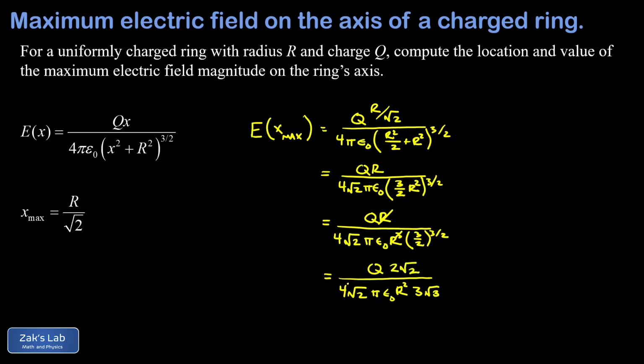A factor of 2 is going to cancel, leaving us with a 2 in the denominator. And a factor of square root 2 is going to cancel. Now the coefficients out in front of pi here, that's a 2 times 3 times root 3, so I can write that as 6 root 3. And then we have pi epsilon 0 r squared. And there's our maximum electric field on the axis of a uniformly charged ring.